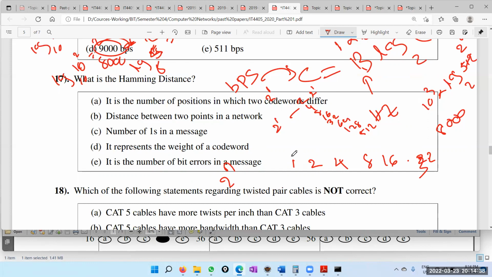And of course, if it is 0, then it has to be 1. If it is 1, it has to be 0. And I gave you some examples, okay? How to calculate that, right? First, how to calculate the Hamming codes.